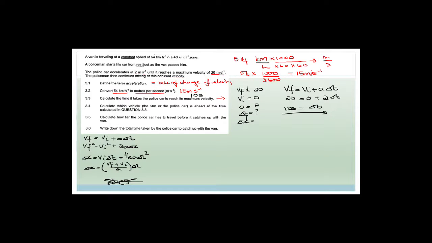Now it says, calculate which vehicle, the van or police car, is ahead at the time calculated in question 3.3. So do you agree that this is what's happened? We had a road. Now, I know I really am not great at drawing, but let's say there is a van going along, and it's going along at, what did we say it was, 15 meters per second. It's carrying on at 15 meters per second at a constant velocity. So when it gets here, it's still traveling at 15 meters per second.